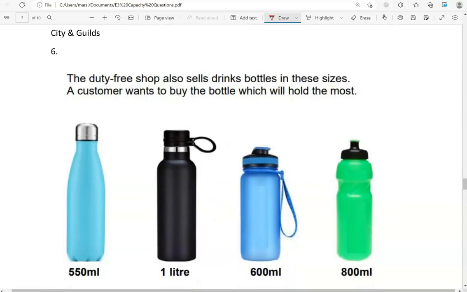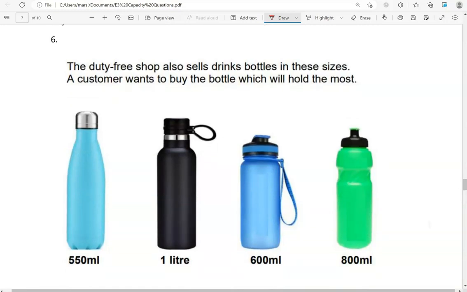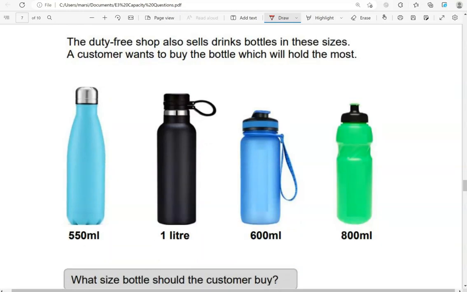The duty-free shop also sells drinks bottles in these sizes. A customer wants to buy the bottle which will hold the most. So we've got the first one which holds 550 millilitres, then 1 litre, then 600 millilitres, and finally 800 millilitres. What size bottle should the customer buy?